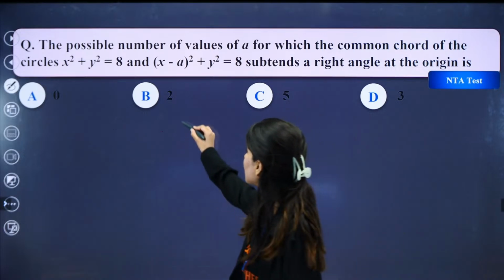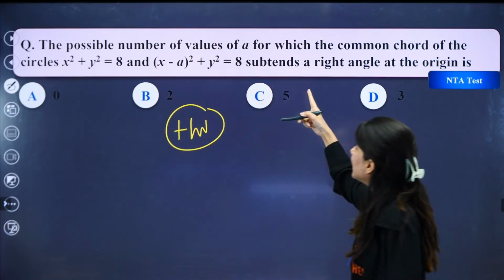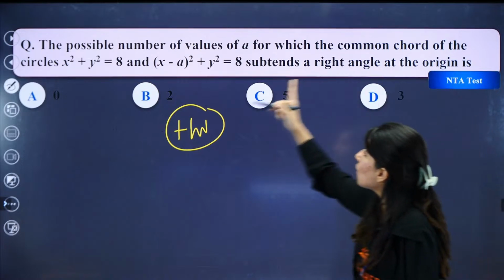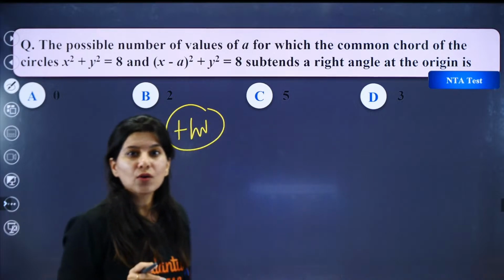So this is your homework question. Let me tell you about it. The possible number of values for a for which the common chord of these two circles. Do you know what a common chord is? How do you get the common chord?